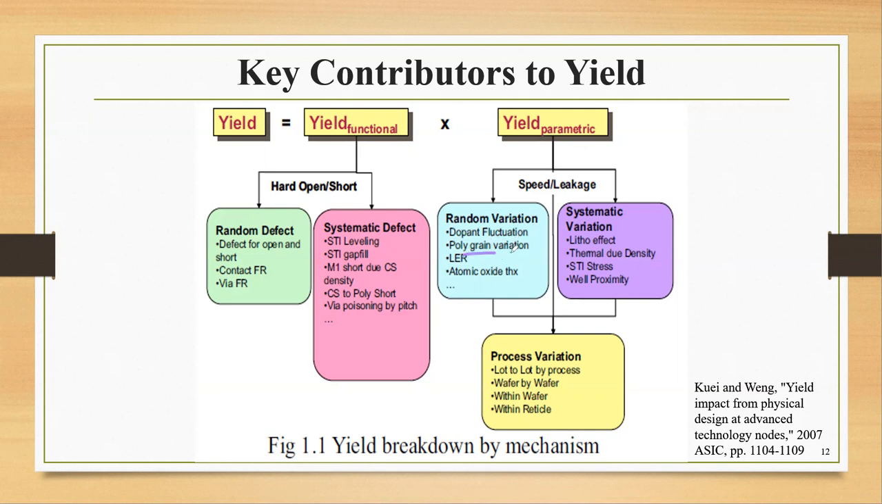Poly grain variations no longer exist in the high-k metal gate. We don't use poly gate, but it's still important at 45 nanometer. On top of that, you have process variation like lot to lot, wafer to wafer, within wafer, even within die. So we're going to see some interesting examples in the next talk.